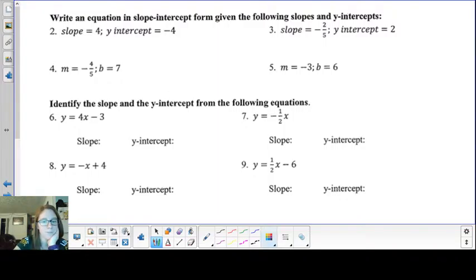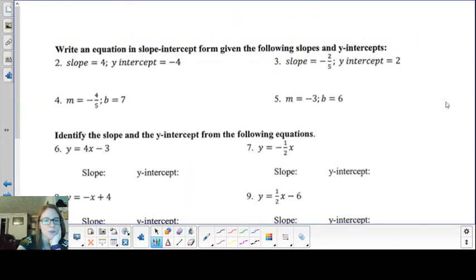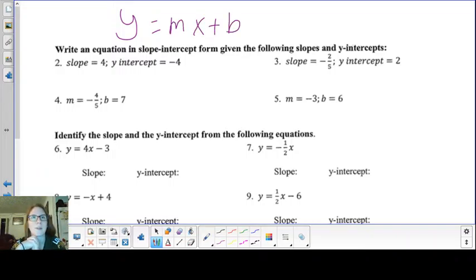Okay, this leads us into our next idea, which is to write an equation in slope-intercept form given the following slopes and intercepts. So slope-intercept form, I feel like I'm missing a piece here, so I'm going to move this down for a second. Y is equal to mx plus b. And you're probably like, well, what the heck does that mean? It means that m is slope, and b is my y-intercept.